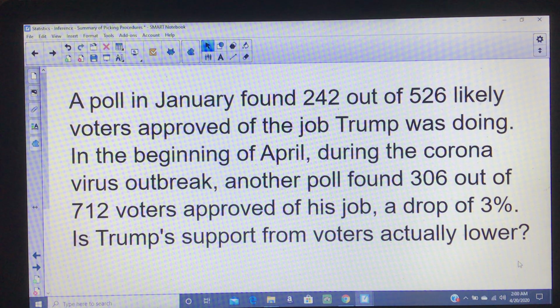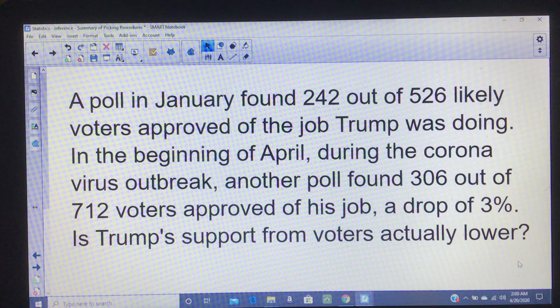Now, even though I have two samples, it's actually proportions because it's categorical data. So basically, each time people were put into a category. It's not a continuous measurement. It's just a category. You either approved of Trump or you didn't. So in January, 242 people approved. And then in April, actually more people approved, 306, but it was out of a greater number asked. So it actually turns out the percentage went down. I think it's 46 to 43%, if I remember correctly. But overall, there's a drop of 3% in the samples.